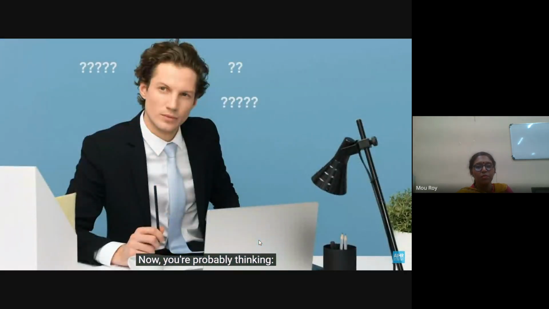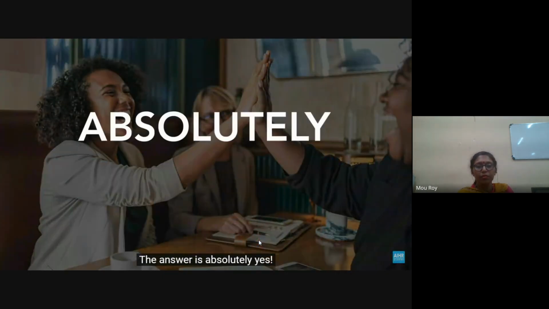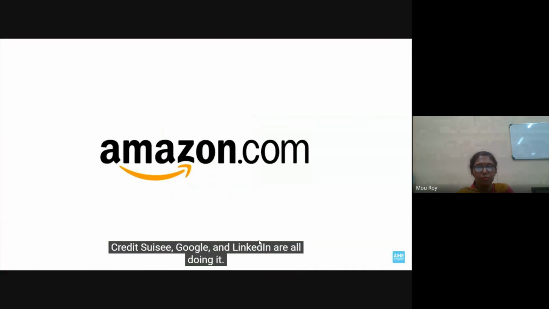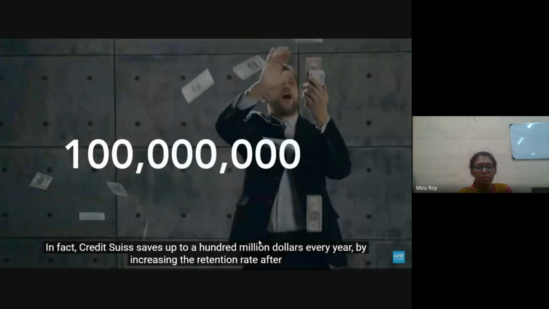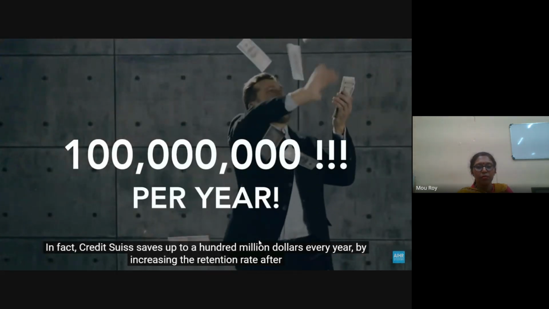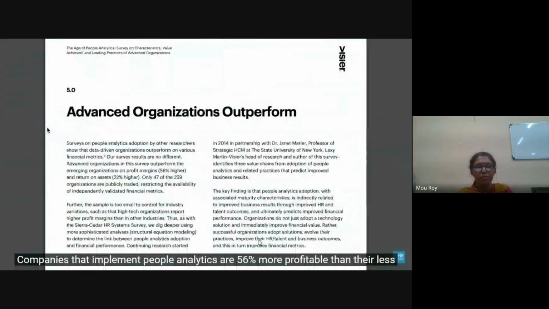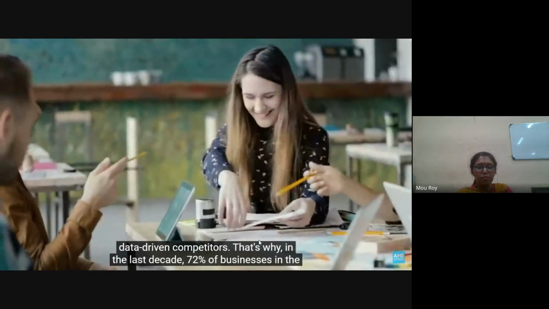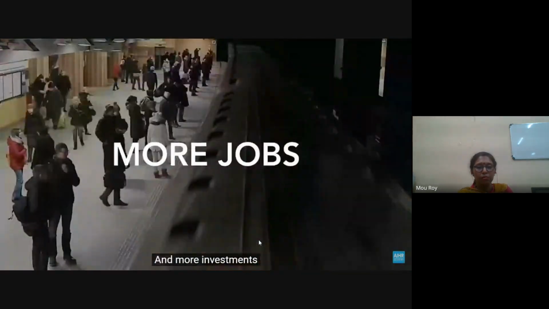Now, you're probably thinking, this is all very abstract. Are companies really implementing HR analytics? The answer is absolutely yes. And you know them too. Multinationals like Facebook, Amazon, Credit Suisse, Google, and LinkedIn are all doing it. In fact, Credit Suisse saves up to $100 million every year by increasing their retention rate after creating a more data-driven HR function. Big data, big savings. Companies that implement people analytics are 56% more profitable than their less data-driven competitors. That's why, in the last decade, 72% of businesses in the United States increased their spending on analytics, and more investments lead to more jobs.